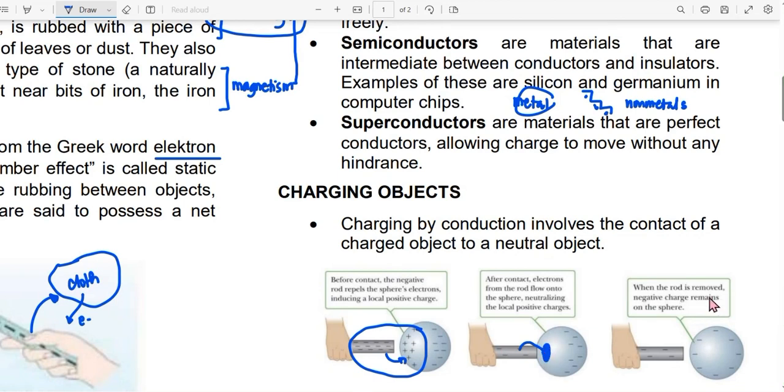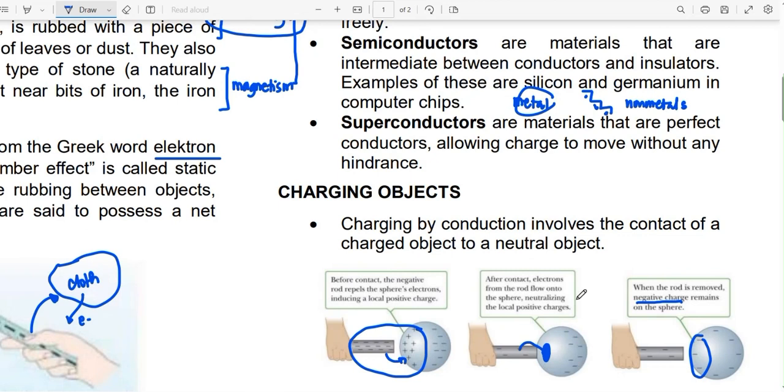And then when the rod is removed, the negative charge remains on the sphere. The negative charge that neutralized the local positive charge, and the negative charge here is excess. So therefore the sphere becomes negatively charged.